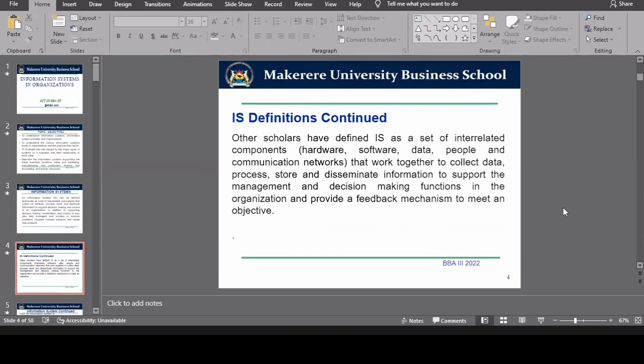Then other scholars have defined IS as a set of interrelated components, that is hardware, software, data, people, and communication networks that work together to collect data, process, store, and disseminate information to support the management and decision-making functions in the organization. It relates to the other one. Look at the interrelated components, that's the hardware, software, data.